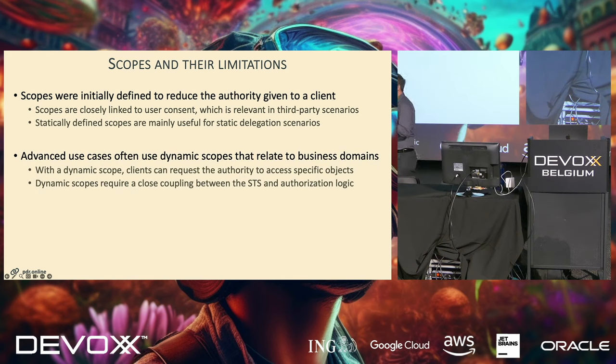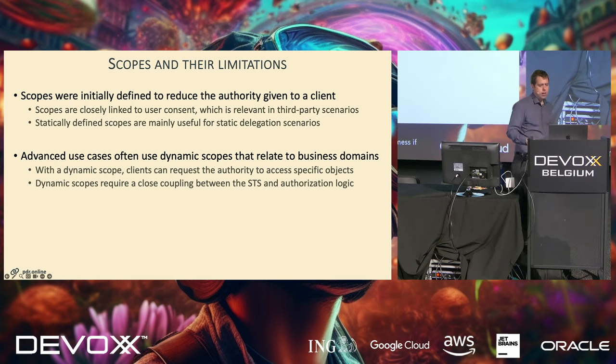Scope values that aren't predefined as static strings, but include dynamic identifiers, kind of work on a small scale. You can make this work in very close scenarios where you control all of the parts. You can have this kind of scope mechanism built in. But it requires a very close coupling between your STS and your authorization logic. You can't do this in a third-party scenario. It's going to be a mess if you try to do that.